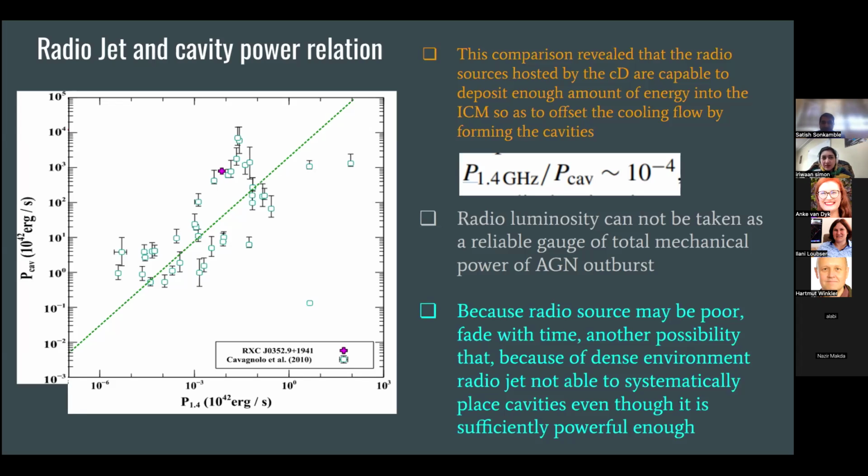So you mean that the cavity power is more reliable? Yes. The cavity power we can estimate directly from the image, but still there is a projection effect. But yeah. Okay, thanks.